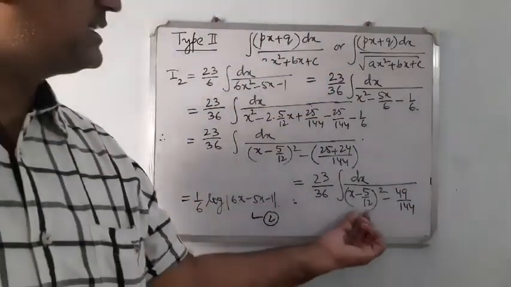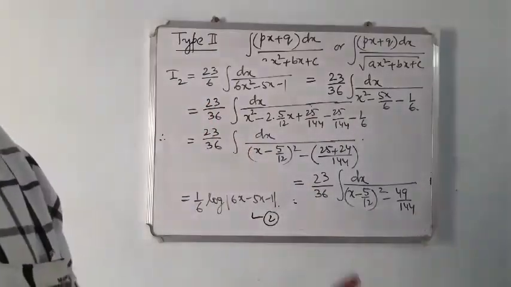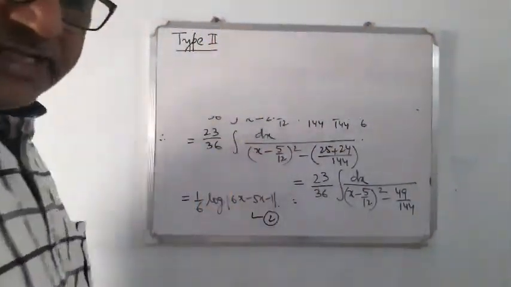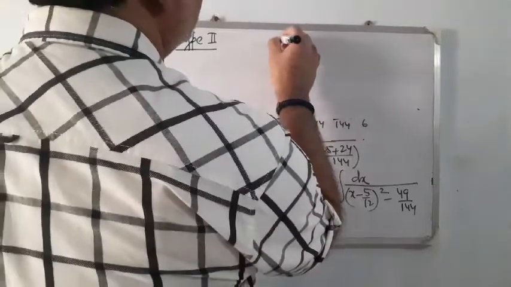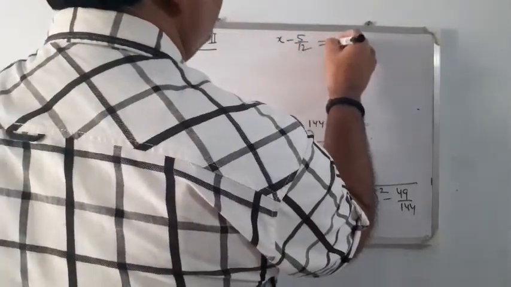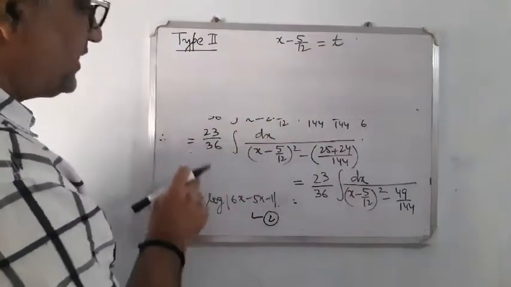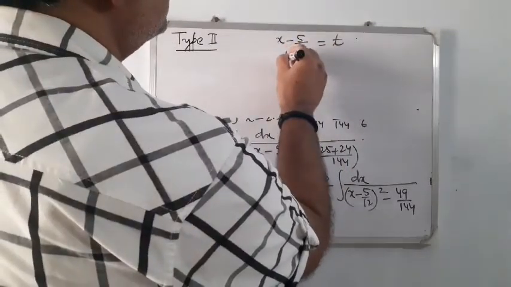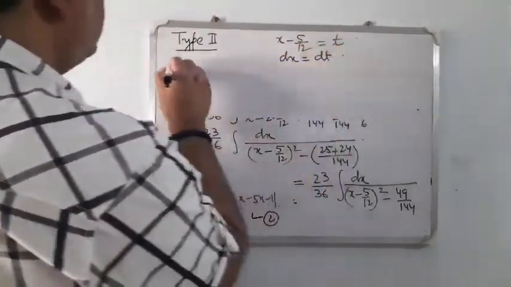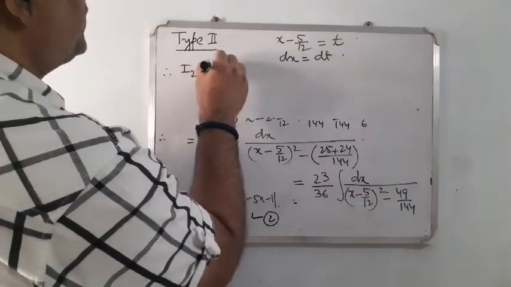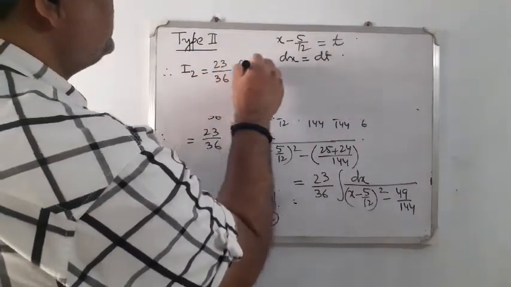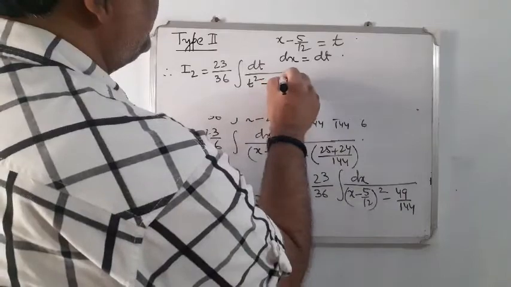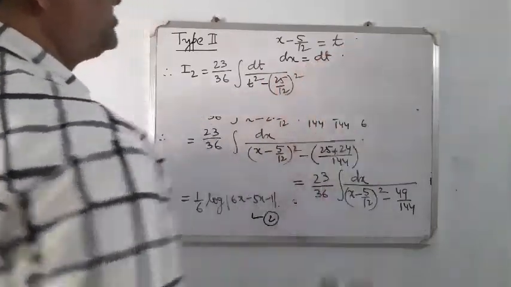Now we know that this is a formula, but do not apply formula directly, what I have told you earlier. So what to do here in this case? Here we will try to take x minus 5 by 12 as t. Boys, remember you can't take z here because once you have taken z and integrated I1, so you should choose some other variable. So dx is equal to what? Dt. Now therefore I2 is equal to, that is 23 by 36 integral dt by t square minus 25 by 12 whole square. So this formula you are getting.